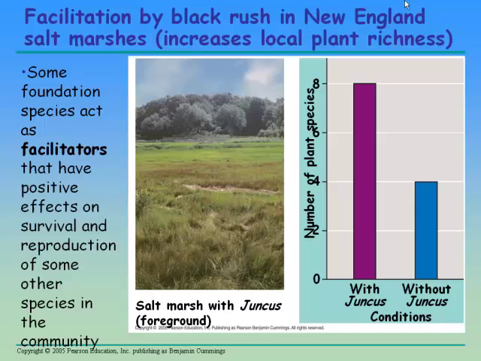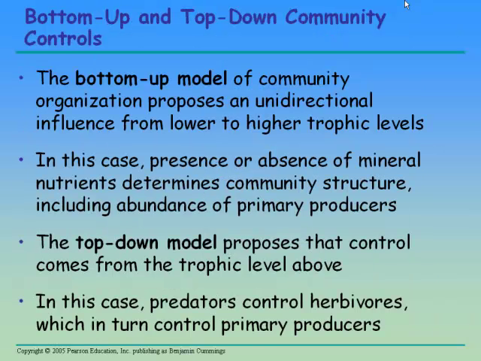So facilitation by blackrush in New England marshes increases local plant richness. Okay? Some foundation species act as facilitators that have positive effects on survival and reproduction of some other species in the community. So the blackrush facilitates the occupation of the middle upper zone of the marsh. Juncus is blackrush. Since it facilitates the occupation of the middle upper zone of the marsh, it increases local plant species richness. So with the blackrush, without the blackrush, obviously plant species richness increased. The number increased.